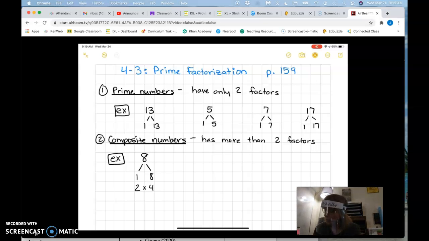How about 12? Well, for 12, I can multiply 1 times 12. What else can I multiply? 4 times 3, and 2 times 6. Good. How about 24?